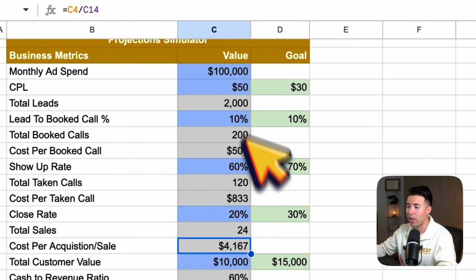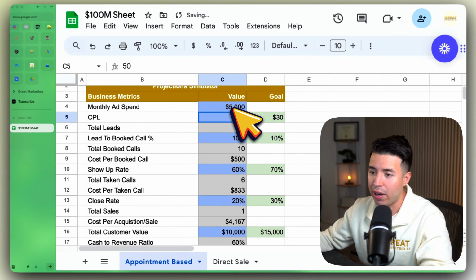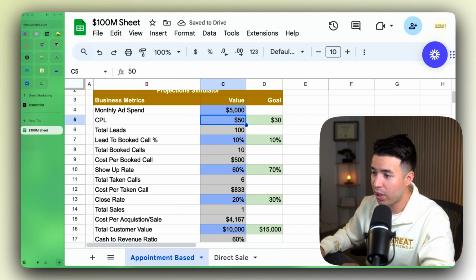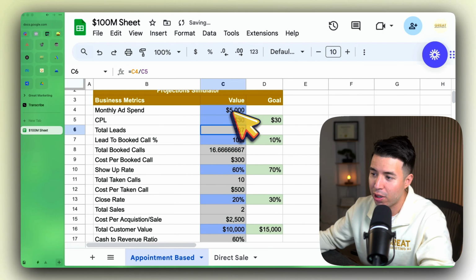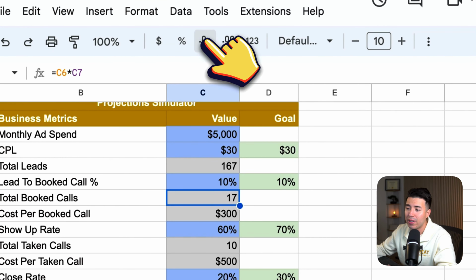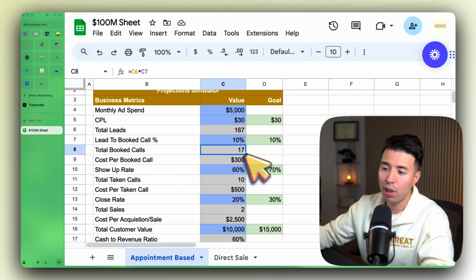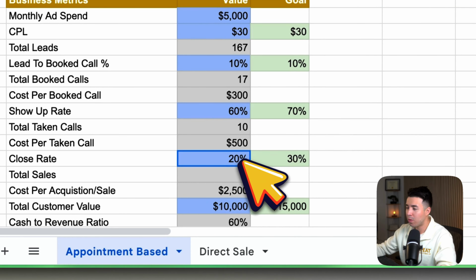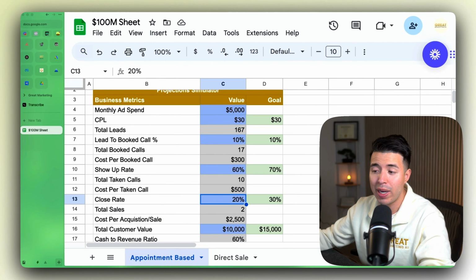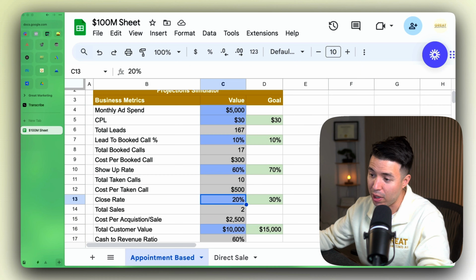And why is this important? Because from here, let's just say you're spending $5,000 a month on ad spend and your cost per lead is, let's just say, $30 because your ads are a lot more efficient. Then that means we're going to have around 17 booked calls a month. And then you can start reverse engineering. Okay, if I have 17 booked calls a month, and I'm closing 20% of them, how much commission am I going to pay out to my sales reps? How many sales reps do I need? What can I expect as far as targets for that month? And that's why looking at these specific metrics is super crucial.